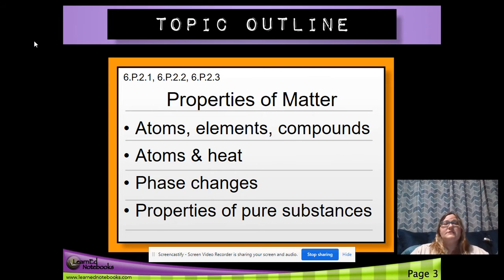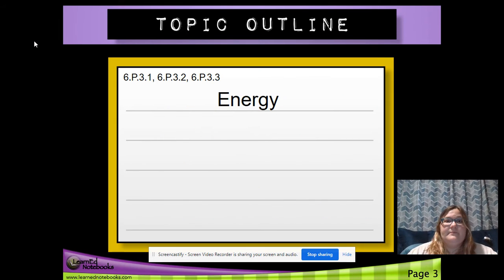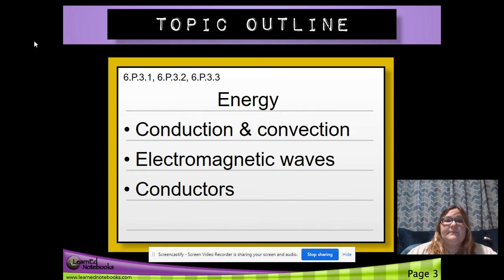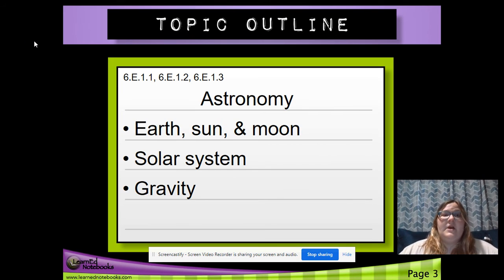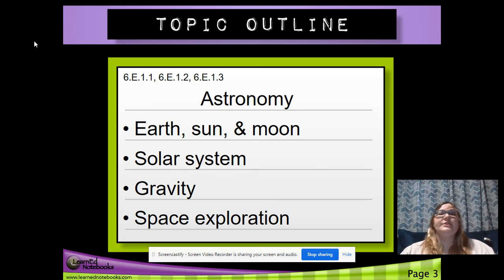Properties of matter, you had to know atoms, elements, compounds, what happens with atoms and heat, how they go through different phase changes, and properties of a pure substance. Energy is conduction, convection. You need to know electromagnetic waves, conductors, insulators, main things that we needed to know for energy.